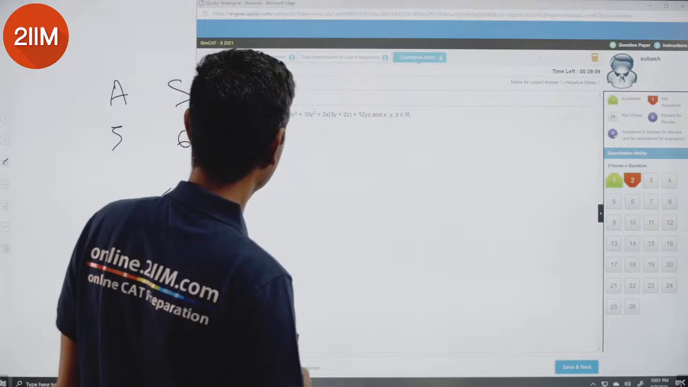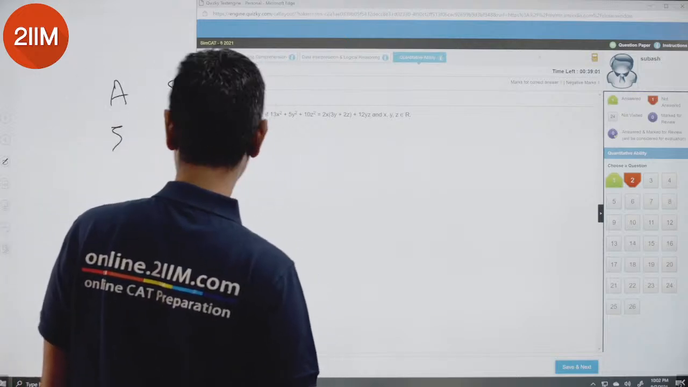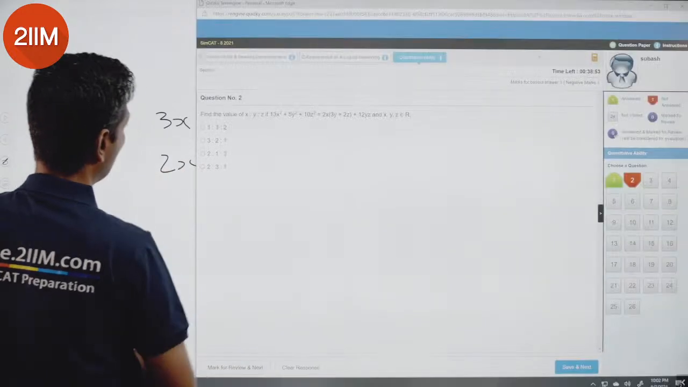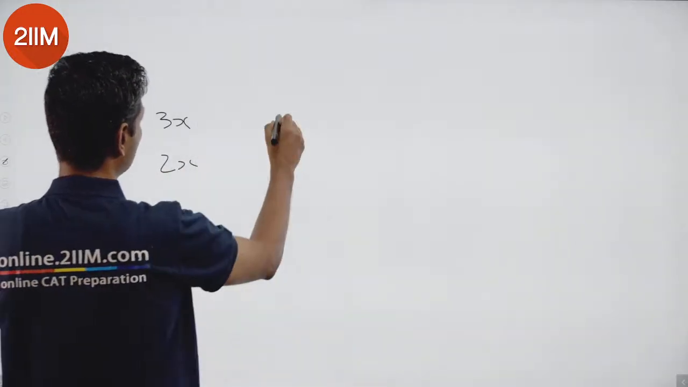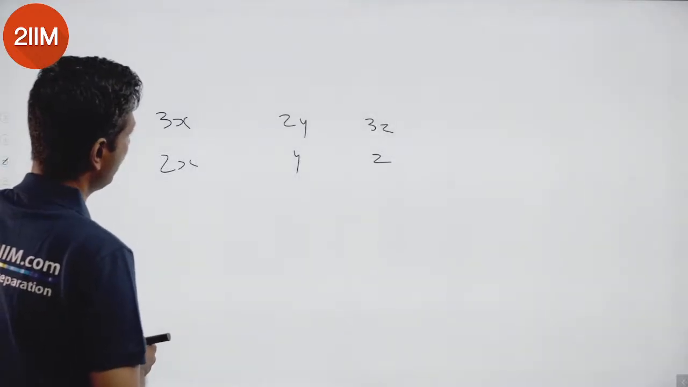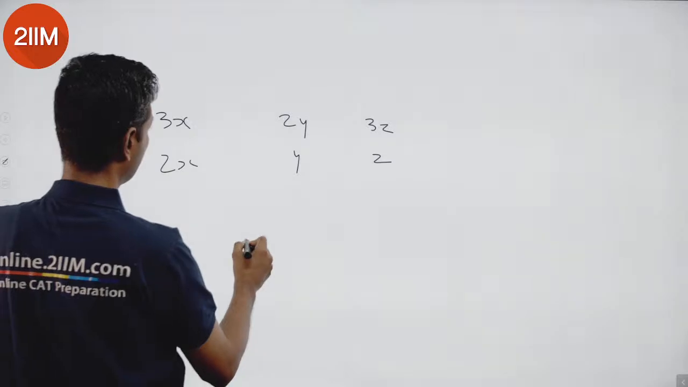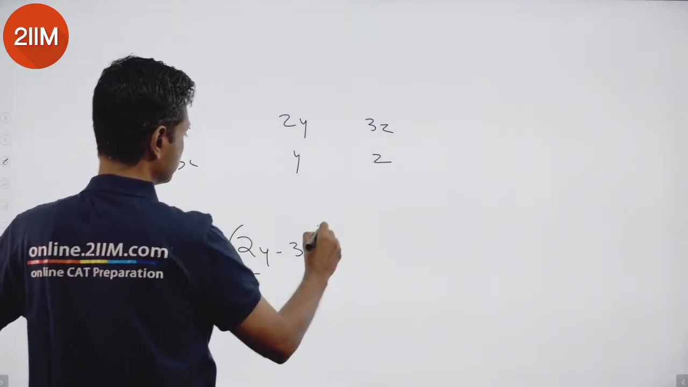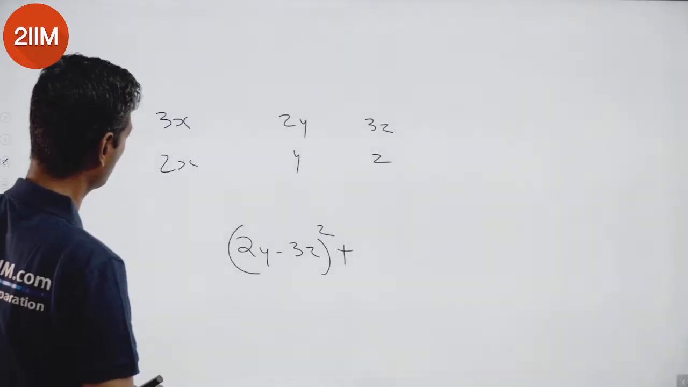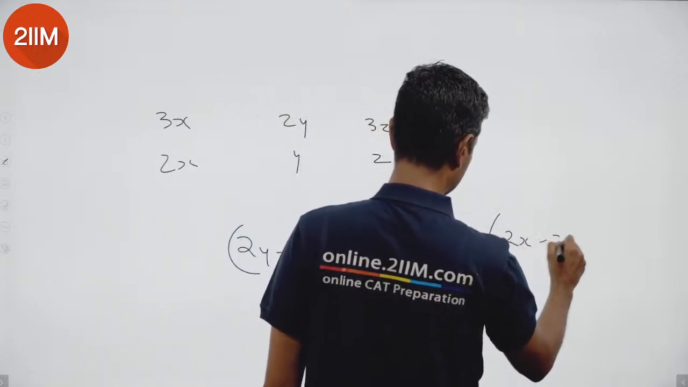13x square plus 5y square plus 10z square is 2x, 3y, 2z, 12yz. This is a doable question. I think I can get this. x square is 3x and 2x. y square is 2 and 1. z is 3 and 1. 12yz, so it should be 3z and y. 2y minus 3z the whole square, and then 6xy plus 3x minus y the whole square plus 2x minus z the whole square equal to 0.